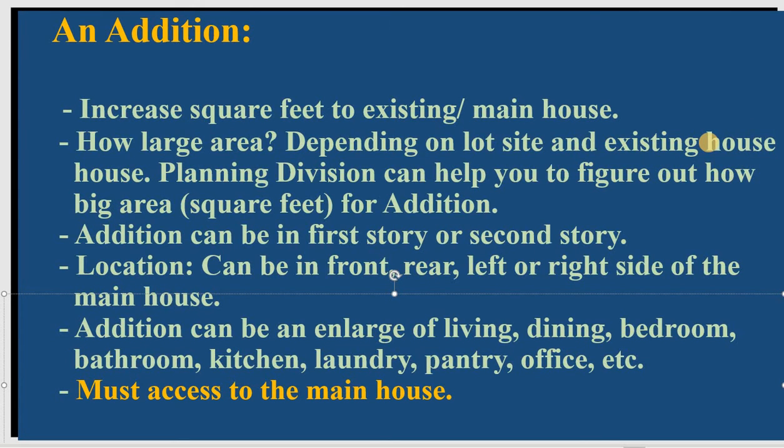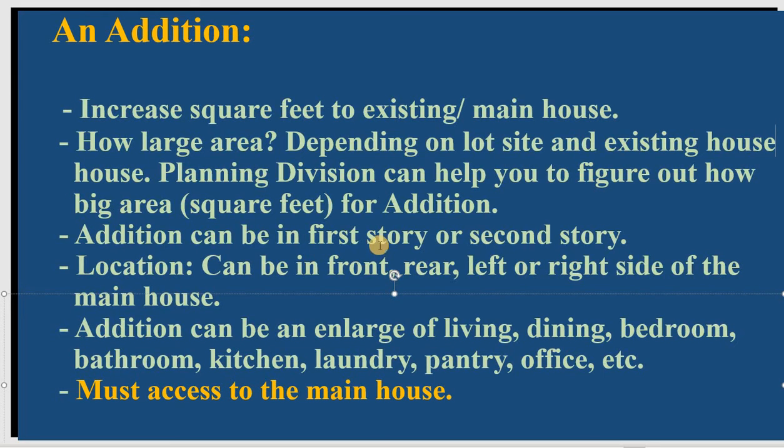For example, if you have a very big lot size and a very small existing house, you can have a big addition. But if the lot size is so small and your existing house is already big, you cannot ask for more addition in that case. If you want to know how big an area you can enlarge, you need to go to the planning division. They can look at your lot size and dimensions and figure out how much you can add for addition. So stop by the planning division, tell them your address, and ask them how much you can expand your house by addition. They will let you know at that time.